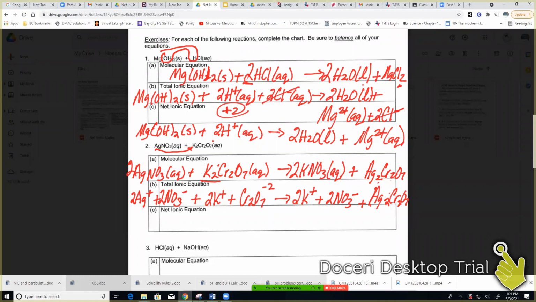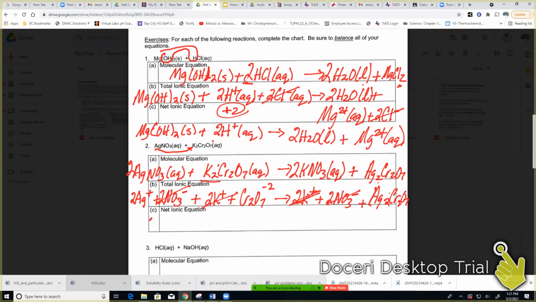All right, so on this one, I have a few more. I have a couple of things that are spectator ions. So what are my spectator ions in this one? Nitrate and potassium. And since potassium is always soluble, and so is nitrate, those are always going to be spectator ions.